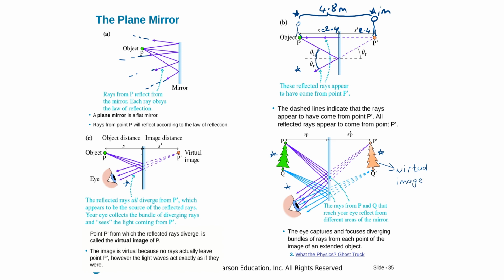Over here, for example, if I have an object 2.4 meters away, the image will also be 2.4 meters away. The distance between the object and image will be 4.8.